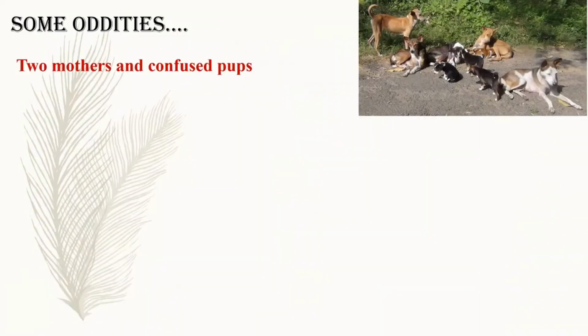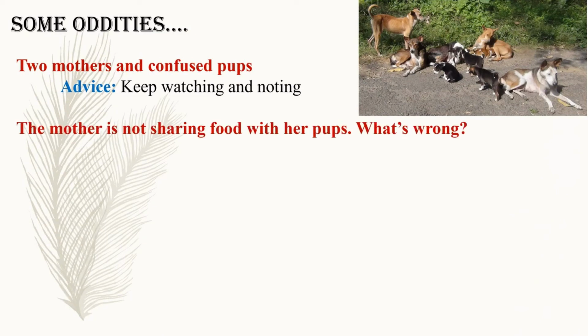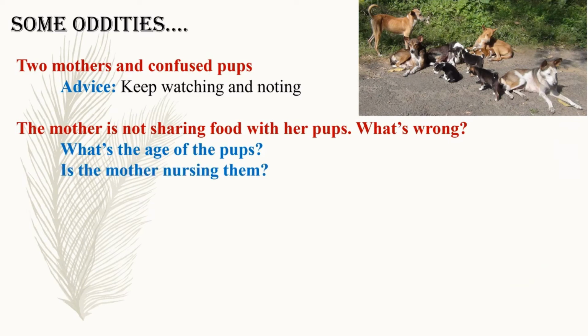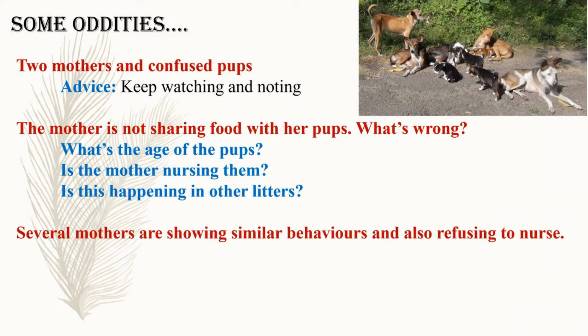We started noticing oddities. Manavi came and told me one day that in a group there are two mothers and the pups are confused about which mother belongs to whom. What do we do? I said, keep watching and keep noting. Mother is not sharing food with her pups. Is there something wrong? Should I stop watching this group? I said, no. What's the age of the pups at which the mother is starting this? Is the mother still nursing or has she stopped nursing? Is this happening in other litters? Go watch. Somebody came and said, several mothers are showing this behavior.